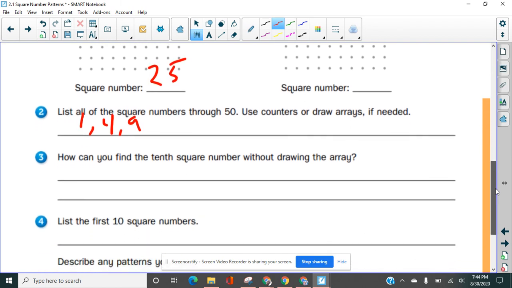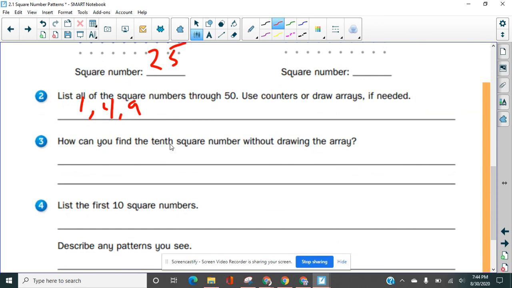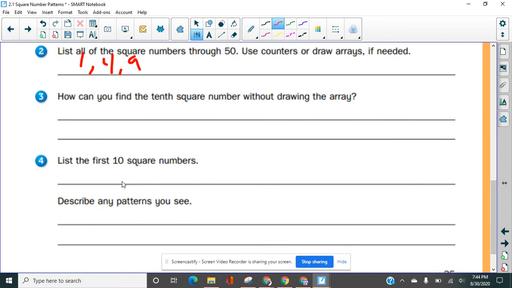Now, this is an interesting question. How can you find the 10th square number without drawing the array? So think about that, right? How could you maybe use multiplication? Here's a little hint for you. And then down here, number 4, list the first square numbers. Well, you'll have the first 10. You'll have most of that list done here, but then you'll have to figure out a few more and look for patterns.